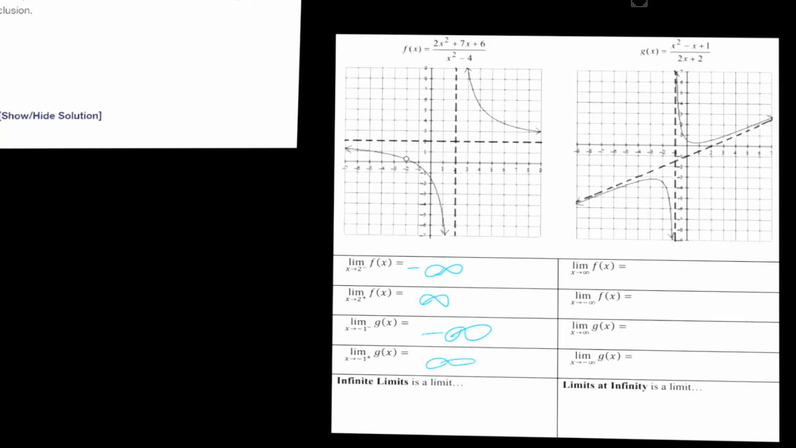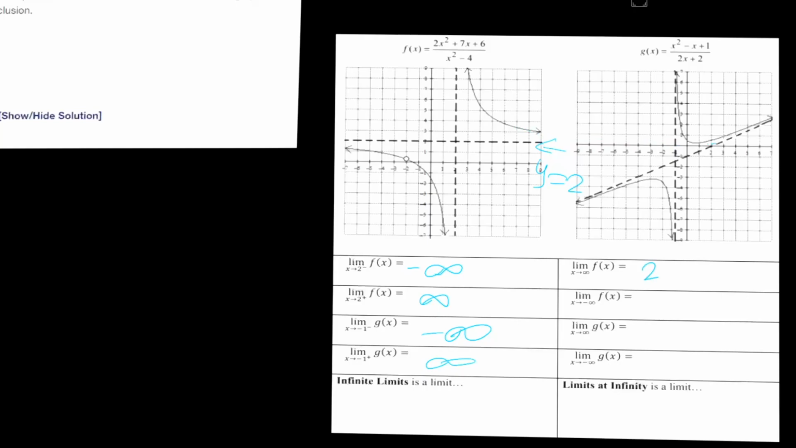So as x gets larger and larger, we're looking at f of x, sorry. You see this horizontal asymptote right here, which is at y equals 2. This function is going to get as close to that horizontal asymptote, but it's not going to touch it because it's an asymptote. So this function will approach y equals 2 when x approaches infinity. So this answer is going to be 2.